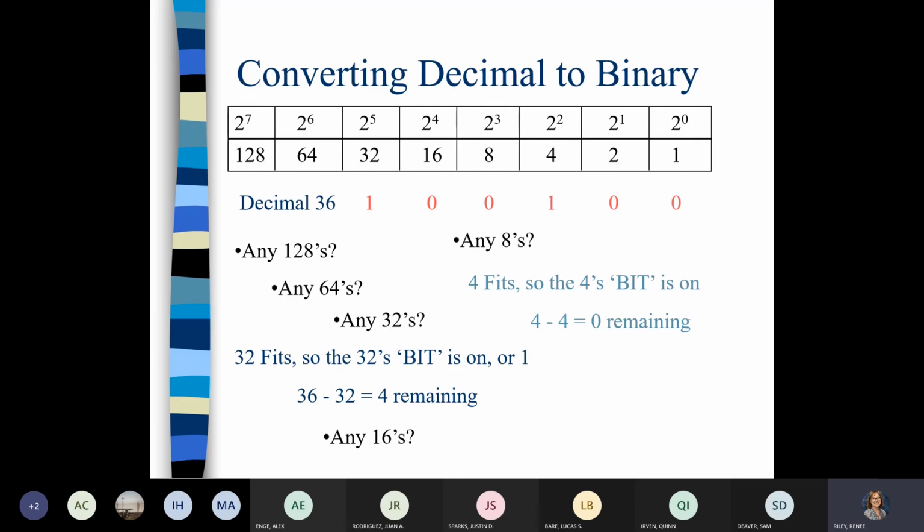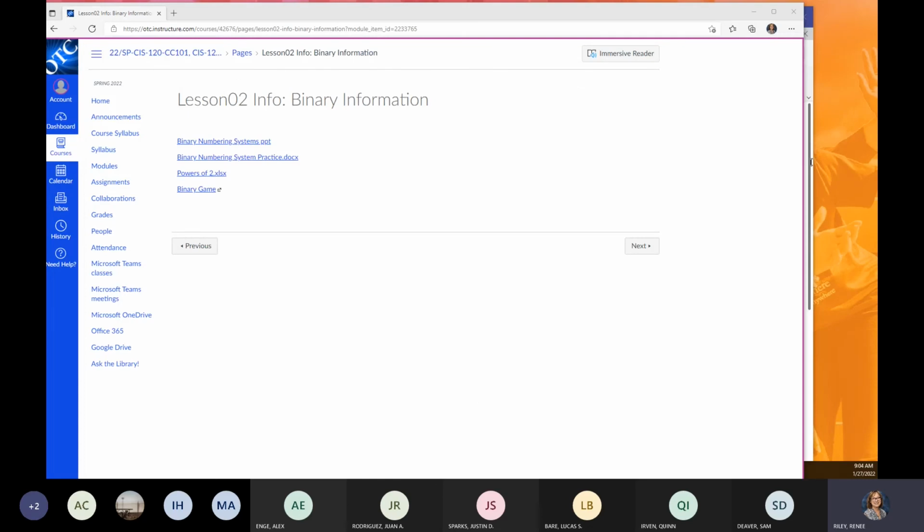Okay, so how could you check to see if you had the right answers? Do it again. You could do it again. You could also use the Windows calculator. Let me show you.